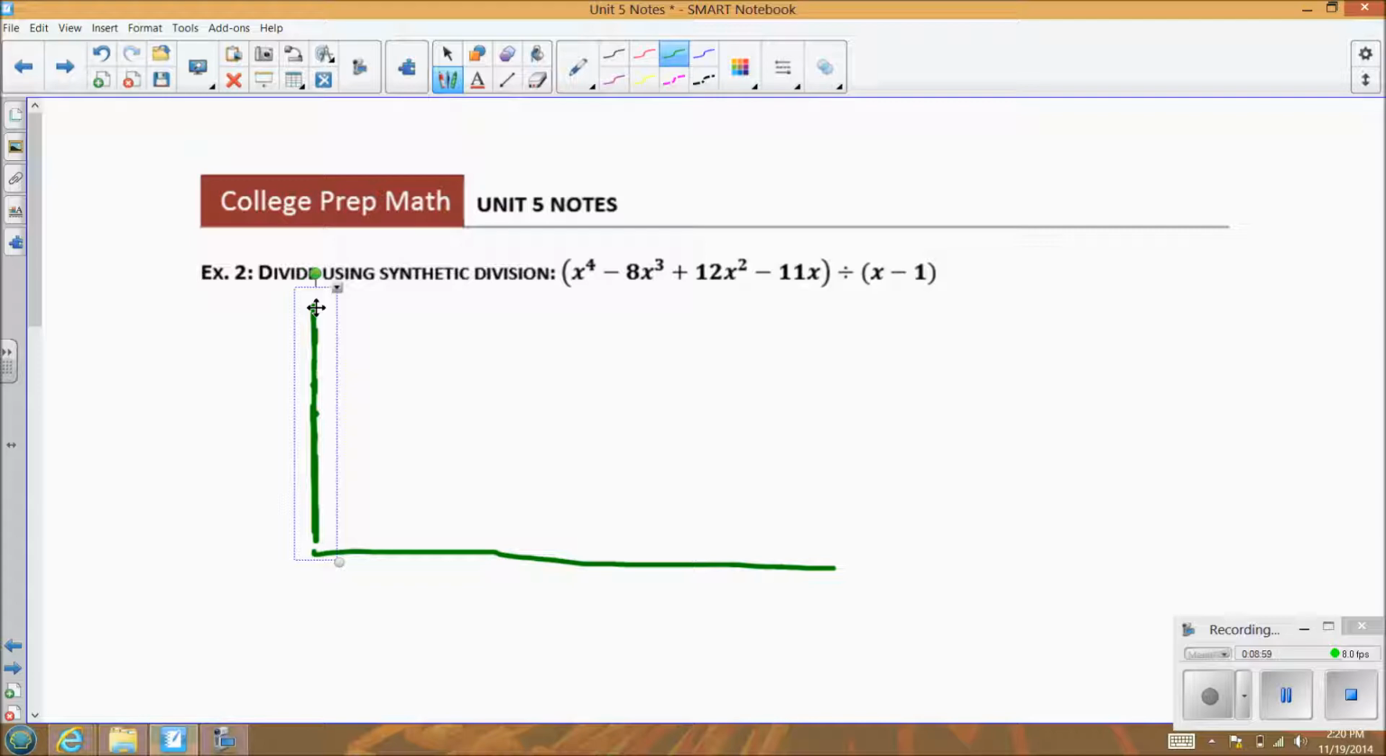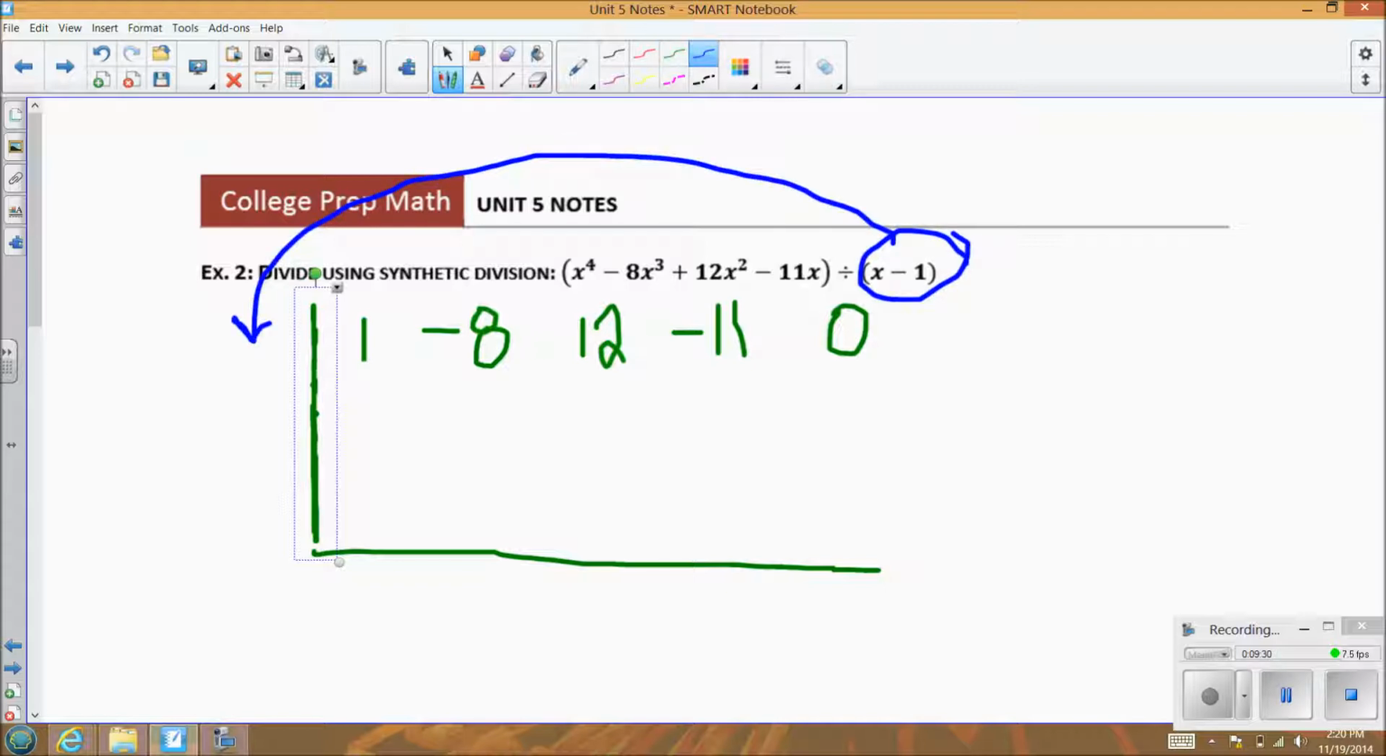So I start with writing out all of the coefficients of my polynomial, and it looks as if I have x to the fourth is the highest. All of my terms are written in standard form, so I'm just going to go ahead and write the coefficients. So I have 1, negative 8, 12, negative 11, and notice I don't have a constant term, so I'm going to put in a placeholder of 0 in there. And then this is what I'm dividing by, so that's going to come out in front, and it's going to be the opposite sign. It's going to be a plus 1.